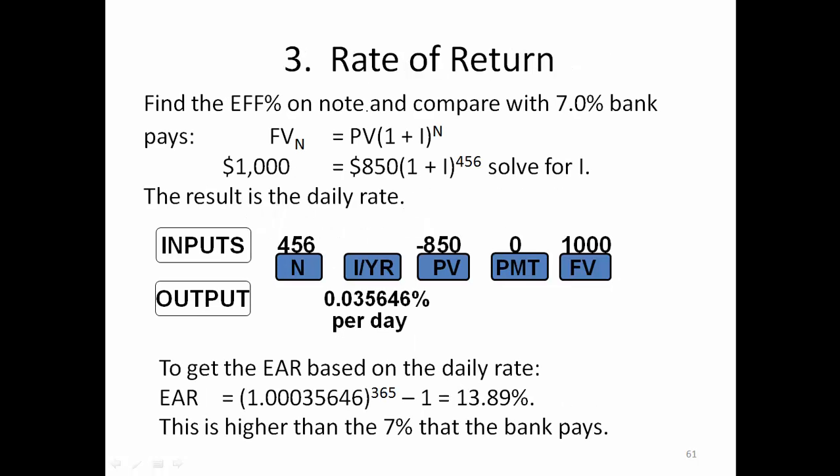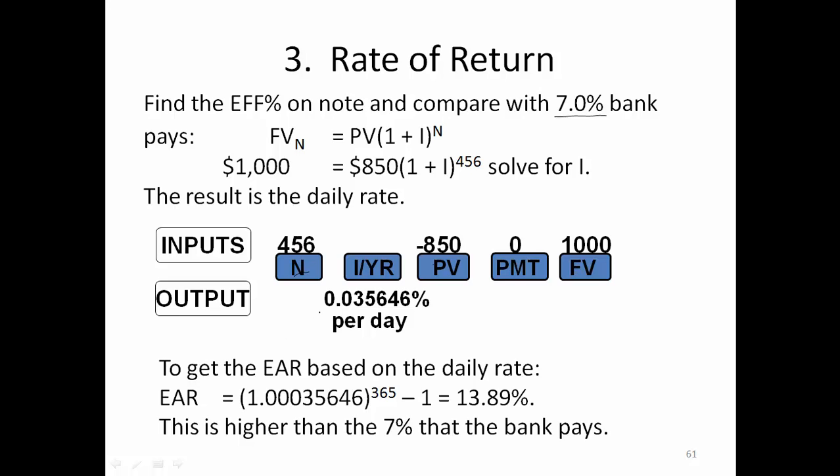Or we can compare the rate of return. Remember, the bank offers a 7.0% effective annual rate. And what about the note? If we are looking at 56 days, and a present value of $850, that's how much we have to pay for the note, and a future value of $1,000, which is how much we can receive based on what the note promises.